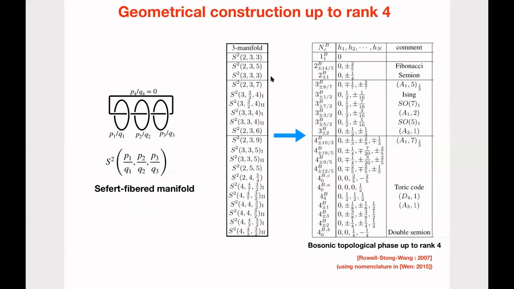In this way, we can scan all the three-manifolds, and by changing these fractional numbers, we can reproduce all the bosonic topological phases up to length four using only these three-manifolds. We didn't scan the higher length cases. Anyway, we can reproduce all the bosonic topological phases up to length four from these three-manifolds using the algorithm I introduced.